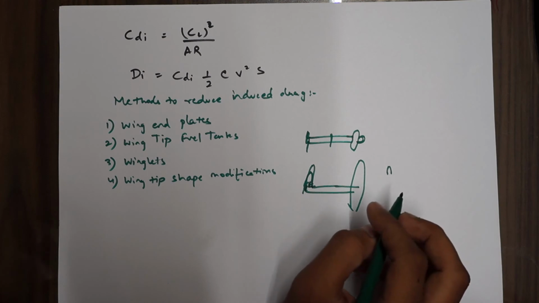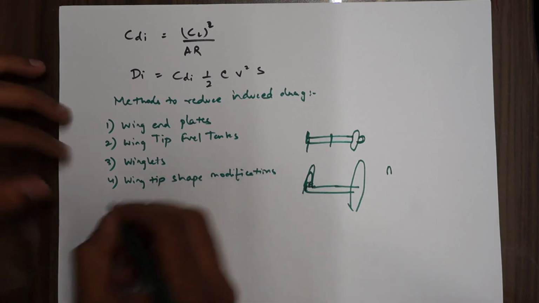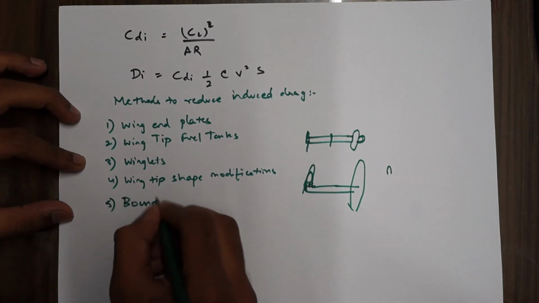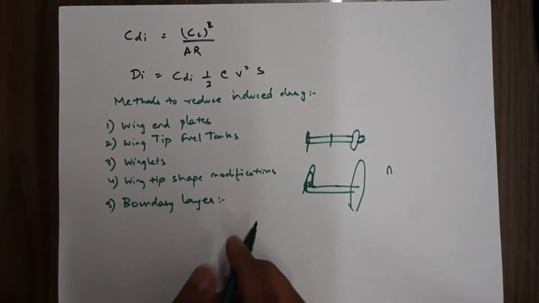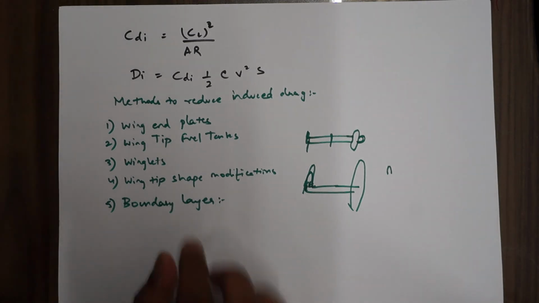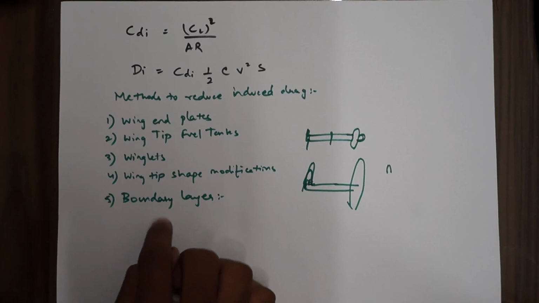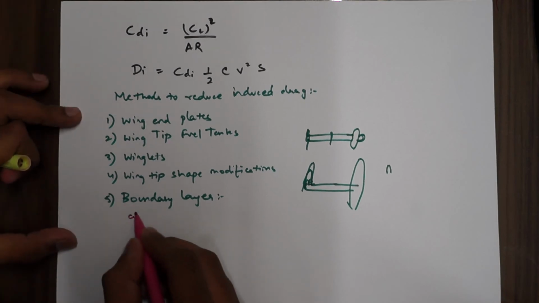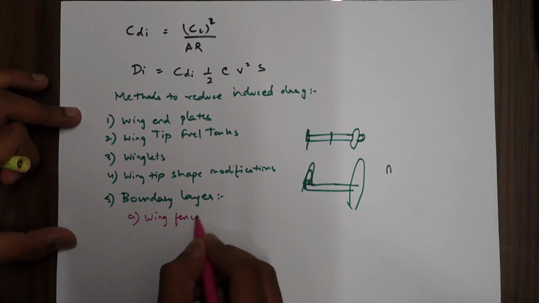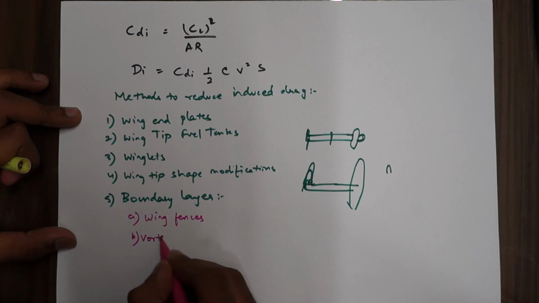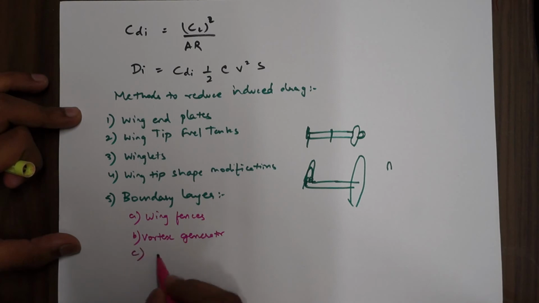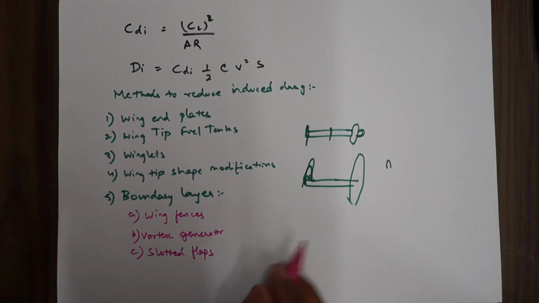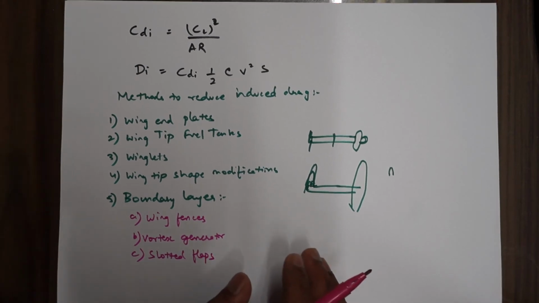Now there's something important we'll discuss, which is the boundary layer. Fifth one is your boundary layer. Basically for induced drag, this technique is for the trailing edge, reducing trailing edge vortices. We have three procedures in this: wing fences, vortex generators, and C is your slotted flaps. So in the earlier page, one second, let's explain.